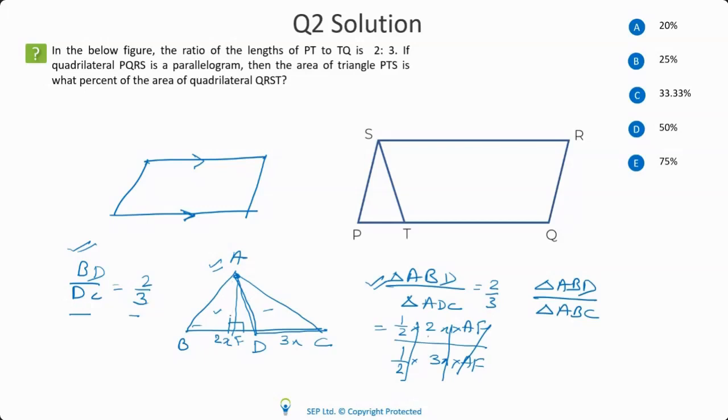If it has a common height, as I can show you here, then you can directly say that the area ratio is going to be the same as the base ratio that is given. So it's going to be 2 is to 3. Now, please tell me whether this is perfectly clear or not, because it's quite important.